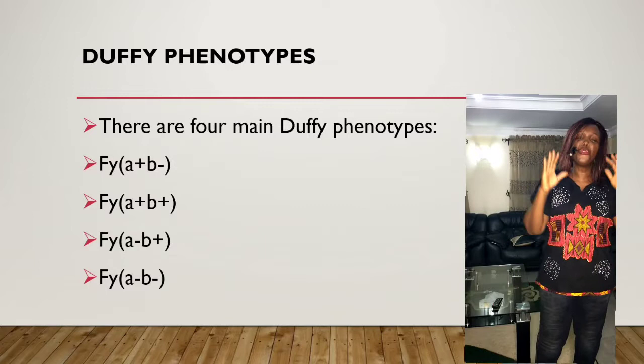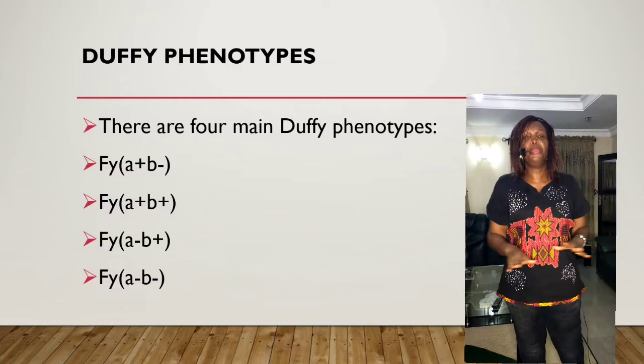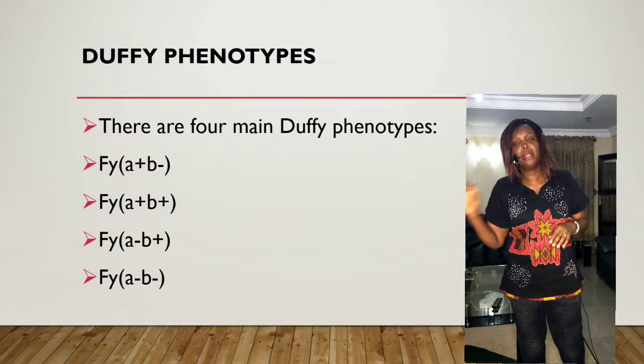And we have the fourth group of individuals, that's Duffy null. These ones are called Duffy null phenotype. They don't have Duffy A antigen and they don't have Duffy B antigen, designated as Fy(a-b-).